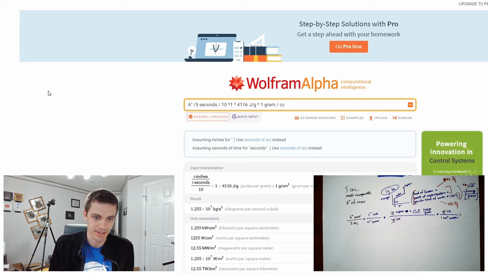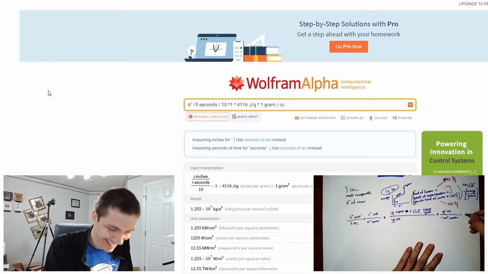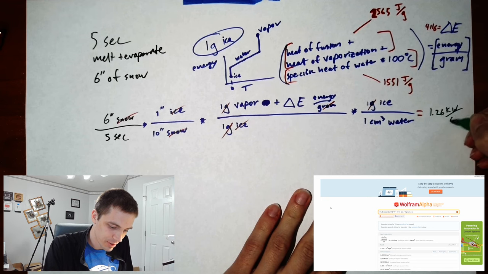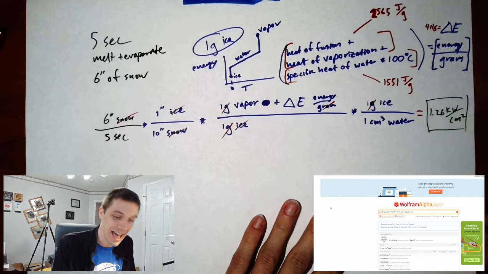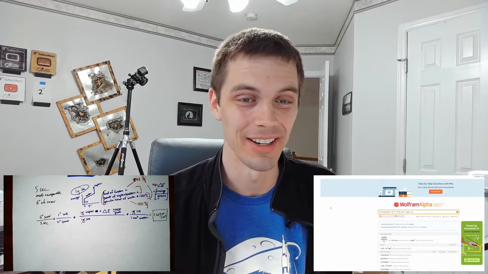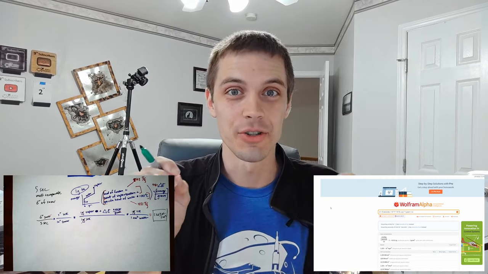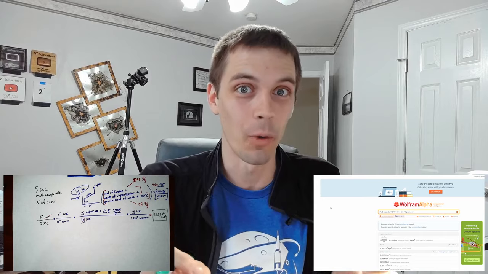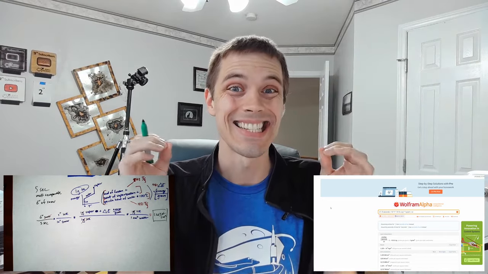Kilowatts per... Yes, I got it right. Okay, so we're looking at... Oh my god. 1.2 kilowatts per square centimeter. That is a lot of power. For reference, a toaster oven puts out about a kilowatt. So that means that you have a toaster oven's worth of power being dumped into this snow every centimeter.